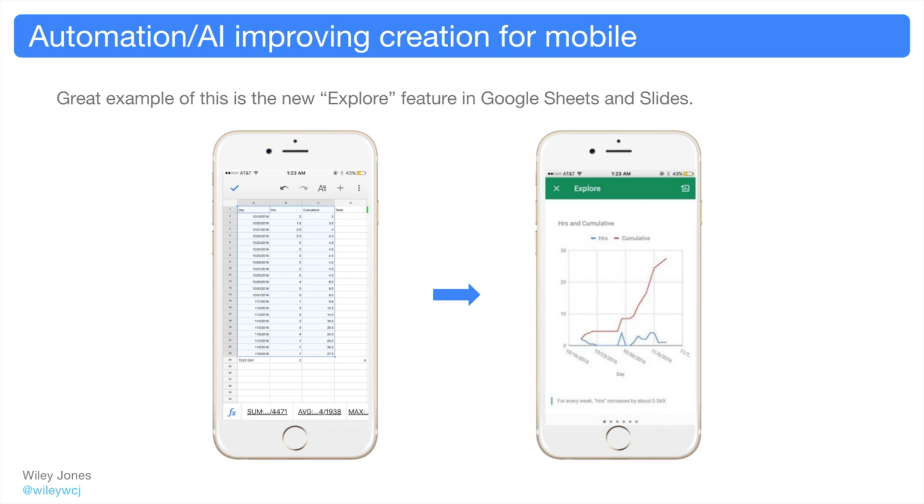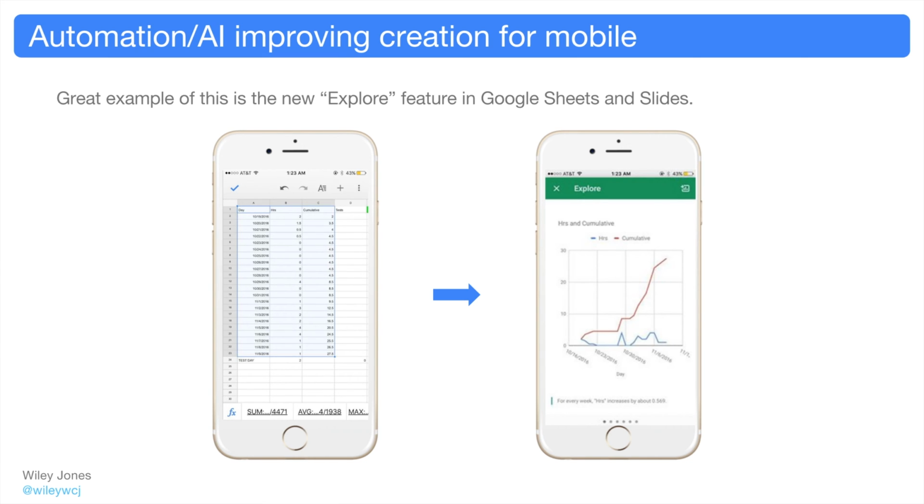Moving over to software, automation and AI are going to be a really big part of allowing people to be more creative with their mobile phones as opposed to just consuming with them. A really good example of this, something very basic, is the Explore feature in the new Google Sheets and Slides. I'm a big fan of Google Sheets and Google Slides. I made all these presentations in Slides and keep track of some things in Sheets, but using their mobile app has been kind of annoying. It's only like you look at things on it.